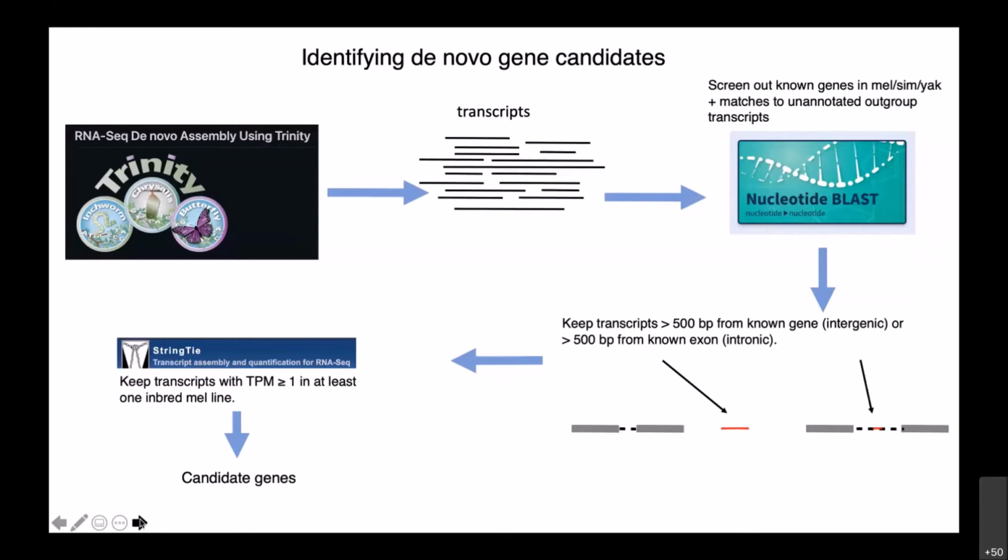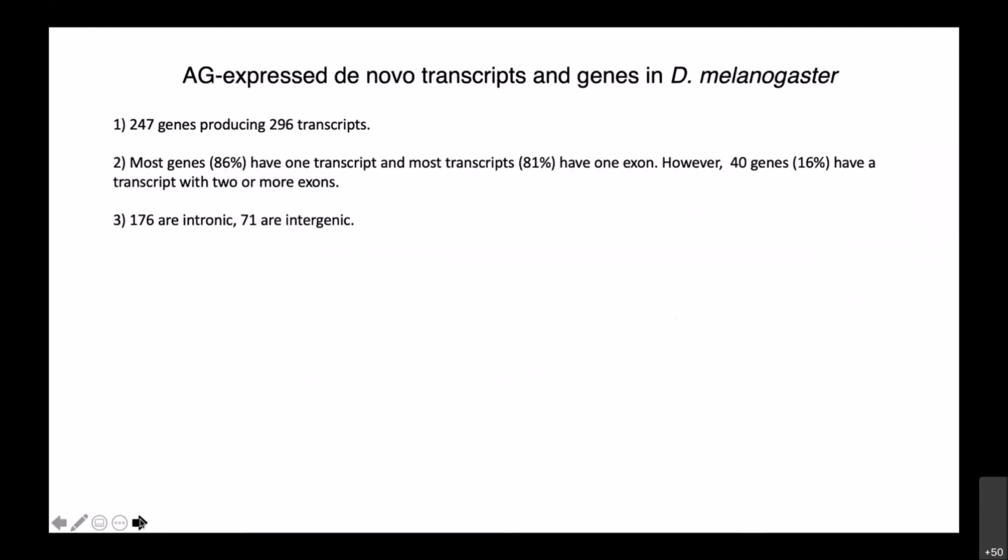gland data? So we discovered a very large number of novel transcripts in the accessory gland, 247 roughly. This is the part of the analysis that's ongoing, so these numbers are probably going to change a little bit between now and when the paper comes out. But 247 genes producing about 296 transcripts. From that, you can divine that most of the genes have only one transcript, and in fact, most of the transcripts are just one exon.